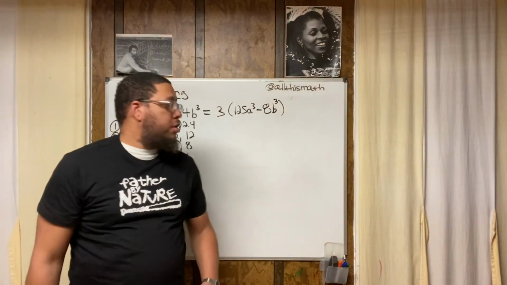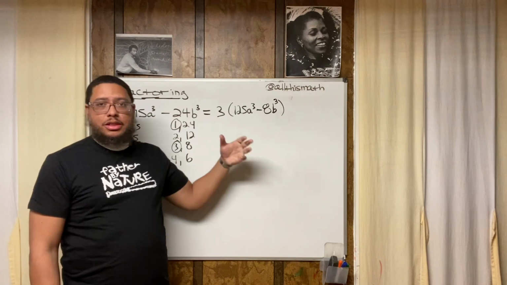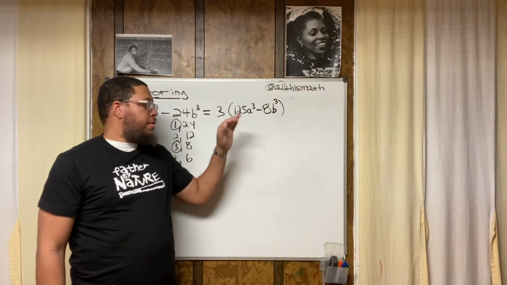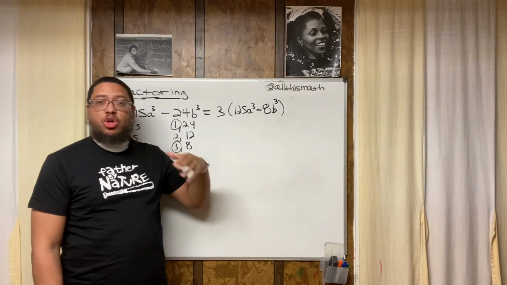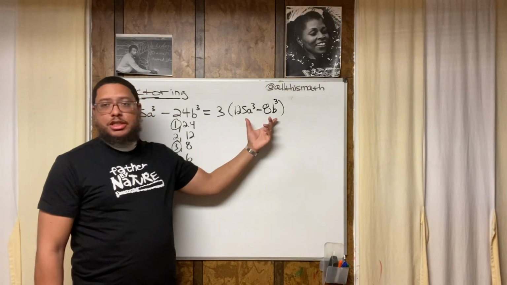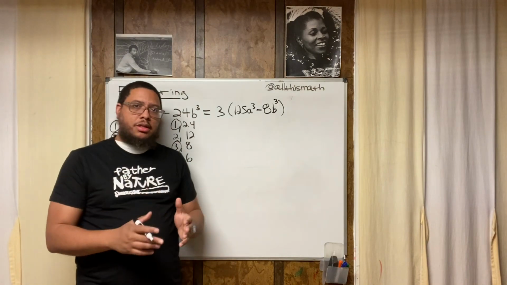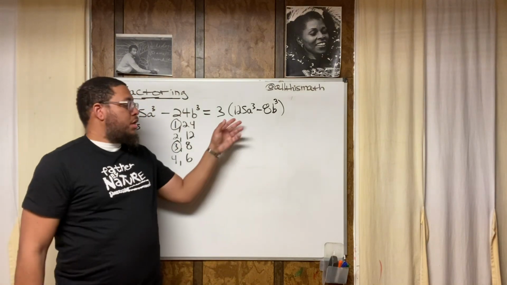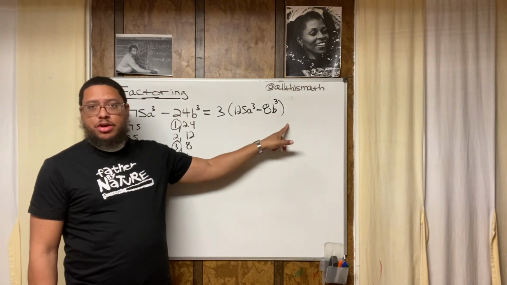We have 3, which was our GCF, times the quantity. Don't say parentheses. That's not sophisticated. We don't say parentheses. We say 3 times the quantity. Whenever we have an expression inside parentheses or brackets or braces, we call it a quantity. That's what we call it. We call it a quantity. 3 times the quantity of 125 a to the third minus 8b to the third.